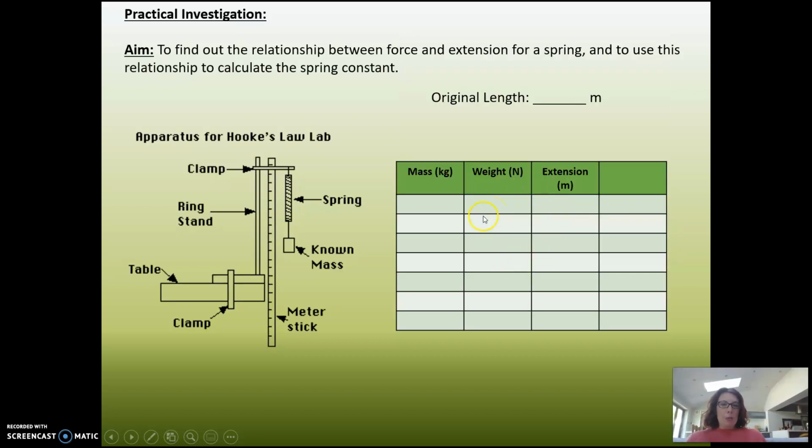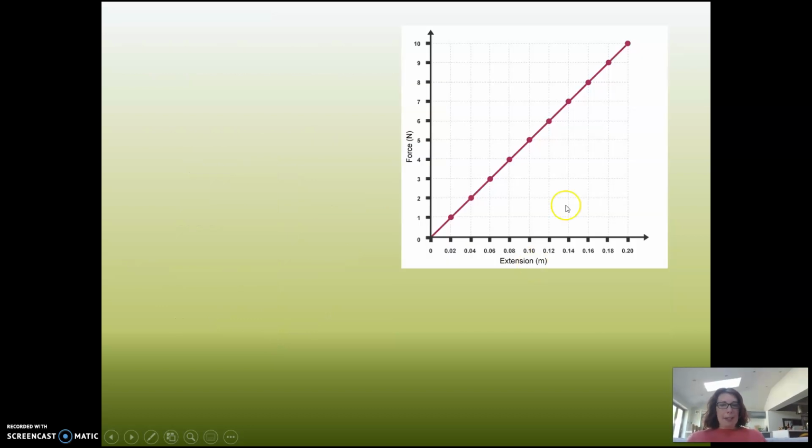What you then do is plot a graph of weight against extension, and as you can see we've got a beautiful straight line here that goes through the origin, so it shows Hooke's law, where the extension of the spring is directly proportional to the force, because it goes through the origin. If we take some numbers, a force of 2 newtons gives you an extension of 0.04 meters. If we double that to 4 newtons, we get an extension of 0.08 meters, so that's double.